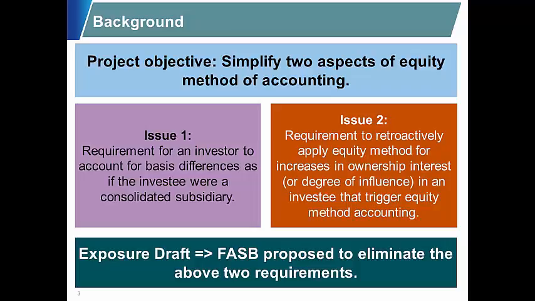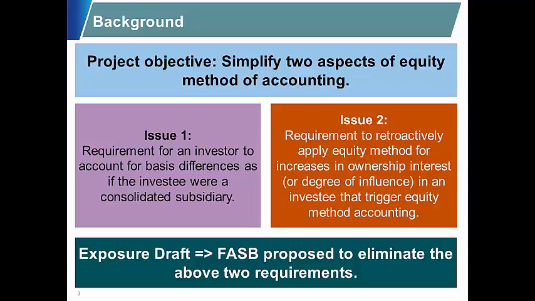The first issue relates to basis differences. Under current GAAP, an equity method investor has to determine the acquisition date fair value of the investee's identifiable assets and liabilities as if it were acquiring the investee in a business combination. The investor's proportionate share of the individual differences between the acquisition date fair values of the assets and liabilities and the investee's carrying amounts comprises the basis difference in the investment. Investors then must account for the basis difference like the investee was a consolidated subsidiary. On this issue, stakeholders told the FASB that it was costly and complex, and there were doubts about whether it was improving the usefulness of the information provided to the financial statement users.